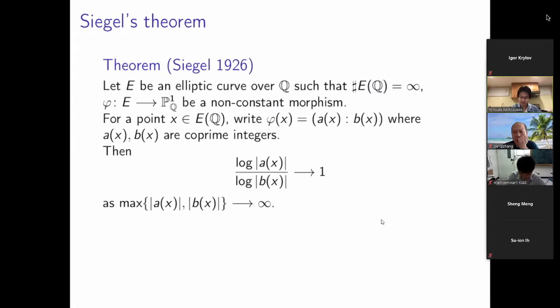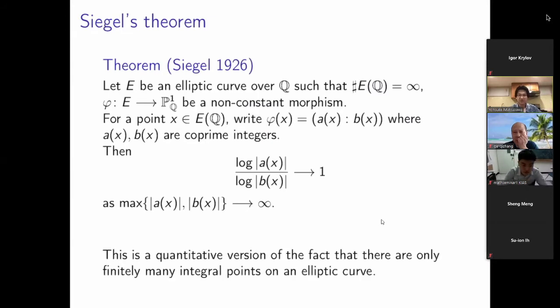classical theorem, and this can be considered as a quantitative version of the fact that there are only finitely many integral points on an elliptic curve. So there are infinitely many rational points, but only finitely many integral points. Here, an integral point is a point of this form, where the first coordinate is an integer and the second coordinate is 1. There are only finitely many integral points on an elliptic curve, and this theorem is a kind of quantitative version of this statement.